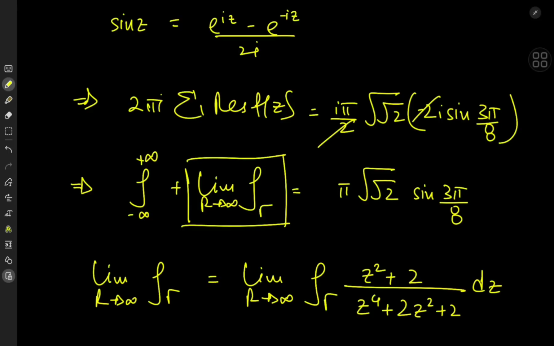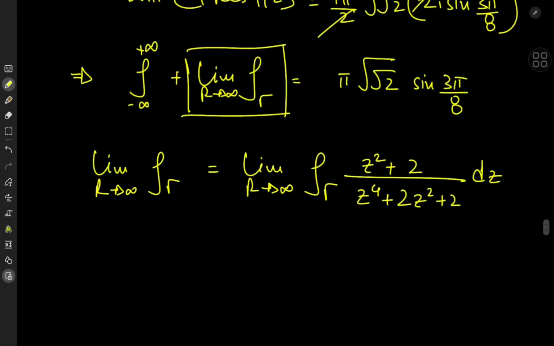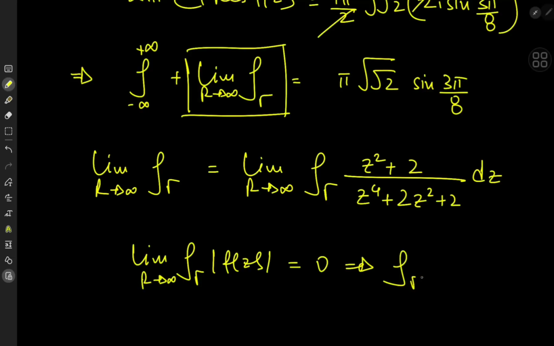So downstairs we have a quartic polynomial, and upstairs we have a quadratic one. So in the modulus, we see that the denominator outpaces the numerator, so as r tends to infinity, the entire thing should collapse to 0 in the modulus sense. So we have the limit of the integral over gamma of the absolute value of f of z as r tends to infinity equal to 0, implying that the integral over gamma of f of z equals 0.